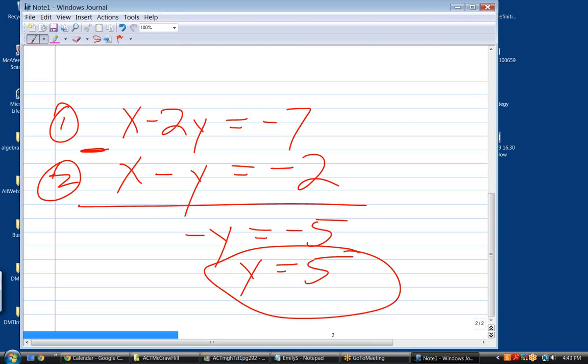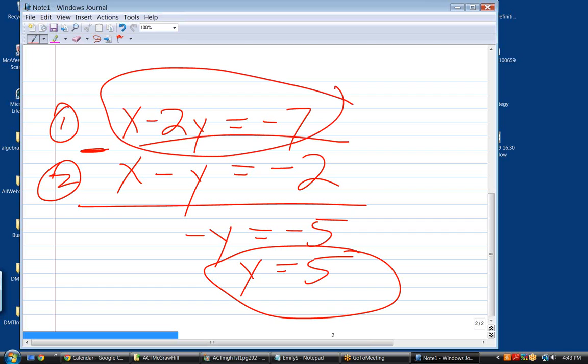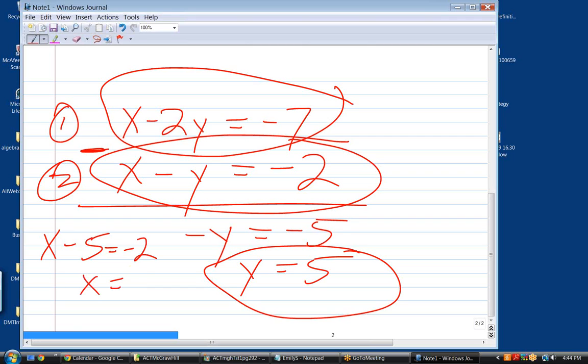We use elimination to start, to eliminate one of the variables, and then we always use substitution to find the second variable. To find out what x is, we can use either that or this. The second one's a little simpler, so I'm going to use the second one to solve for x. So instead of x minus y equals -2, it's x minus 5, because that's what y is, equals -2. And then solving this equation, you get x equals 3.